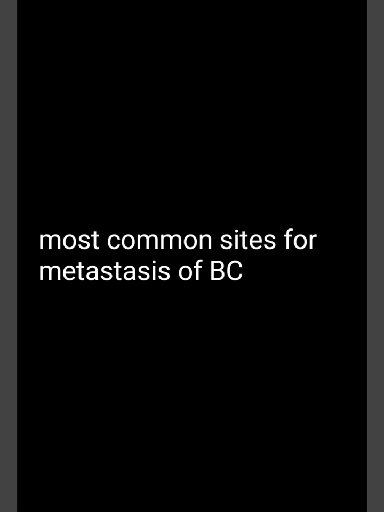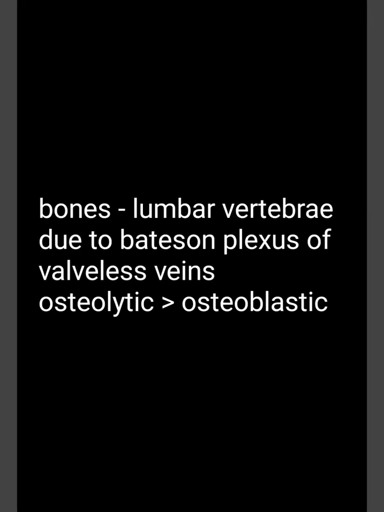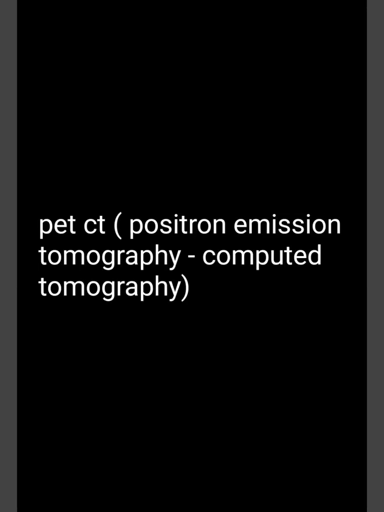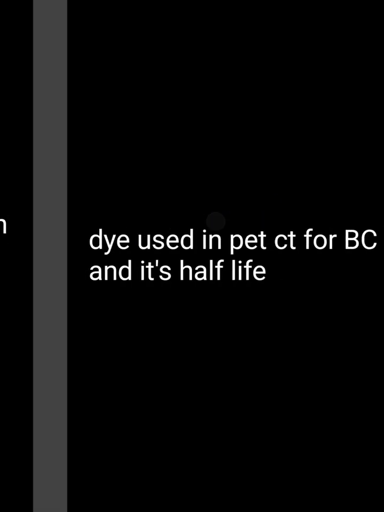Most common sites for metastasis of BC: bones, lumbar vertebrae due to Batson plexus of valveless veins, osteolytic greater than osteoblastic. Which investigation is IOC for staging in BC? PET-CT, positron emission tomography, computed tomography.